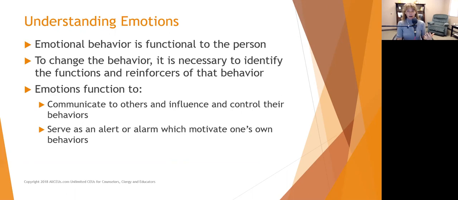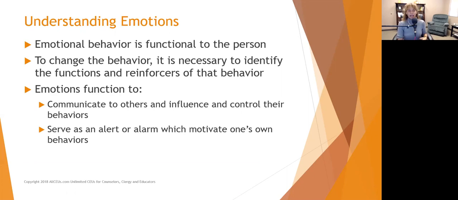But we have to understand, what is the function of that? Where is that anger coming from? What are you trying to accomplish when you get angry? And a lot of times I'll hear clients say things like, I'm trying to get somebody to finally hear me and pay attention. Or I'm trying to get somebody to do something that I want them to do, or get my point across, or get respect, or whatever it is.